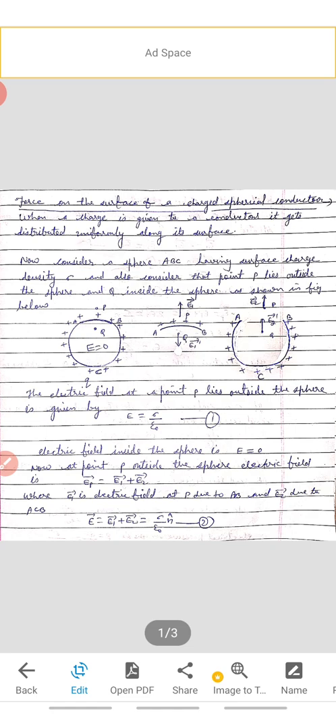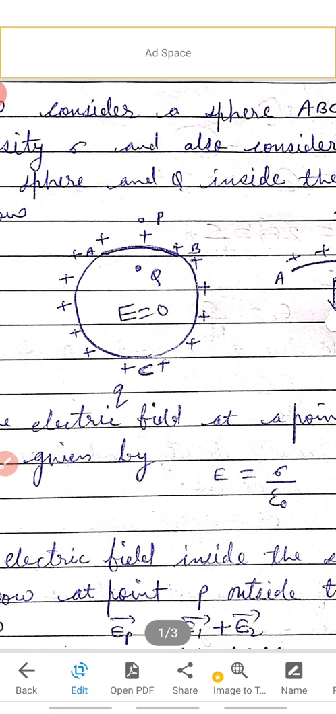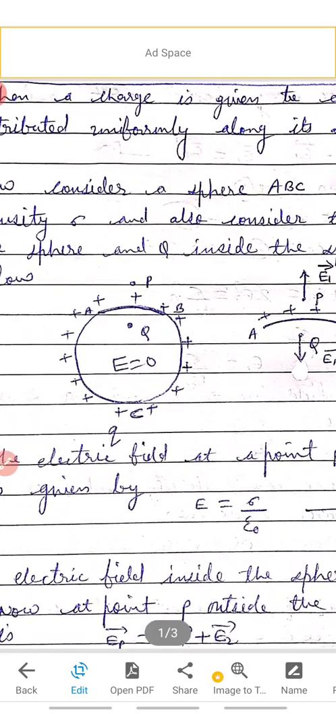Now consider a sphere ABC having surface charge density sigma, and also consider that point P lies outside the sphere and Q lies inside the sphere, as shown in the figure. This is the sphere, and point P lies outside the sphere and point Q lies inside the sphere.